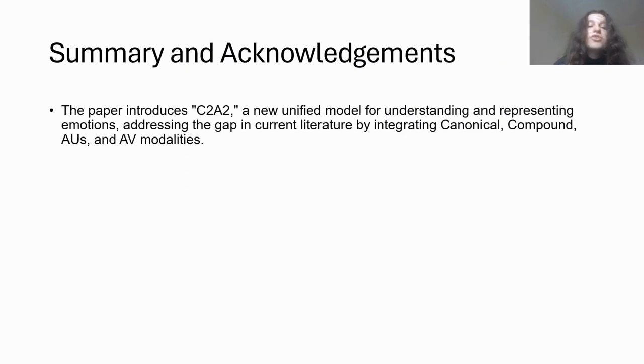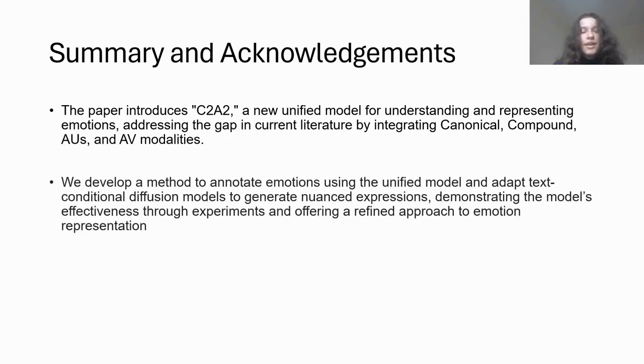The paper introduces C2A2, a new unified model for understanding and representing emotions, addressing the gap in current literature by integrating canonical, compound, action units, and arousal valence modalities. We develop a method to annotate emotions using the unified model and adapt text conditional diffusion models to generate nuanced expressions, demonstrating the model's effectiveness through experiments and offering a refined approach to emotion representation.